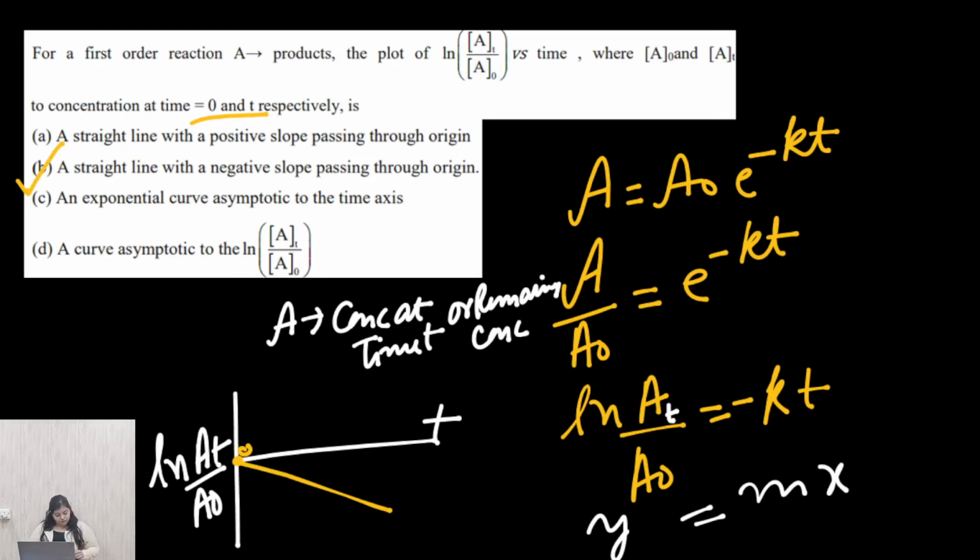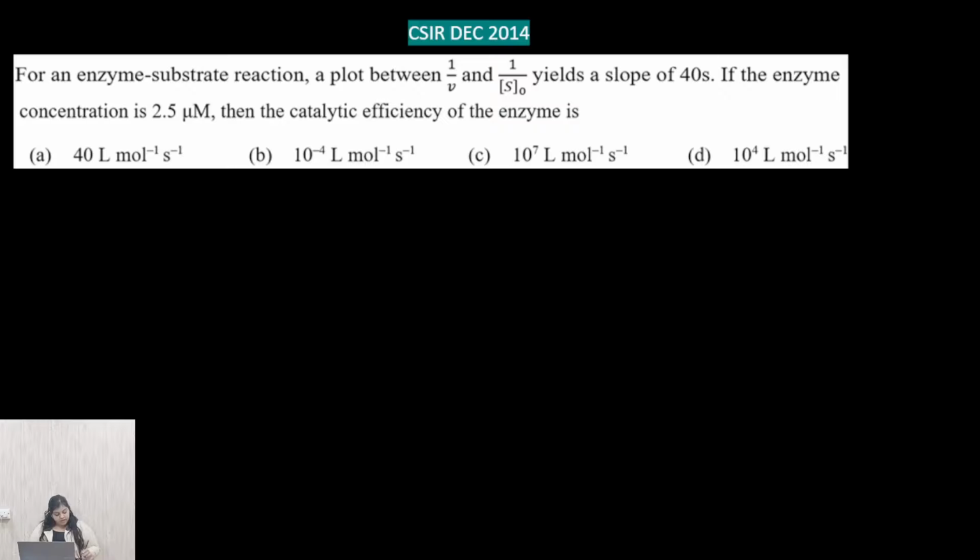Now the next is we have this one. With this, for your June 2014 exam, we are done with the questions. Now it is for the December 2014 exam. The first question is again from the Lineweaver-Burk plot. For an enzyme substrate reaction, the plot between 1 by V versus 1 by S0 yields a slope of 40 seconds. If the enzyme concentration is this much, what is the catalytic efficiency? Which means the eta value is being asked in this.